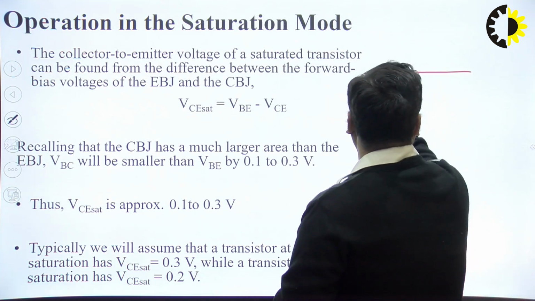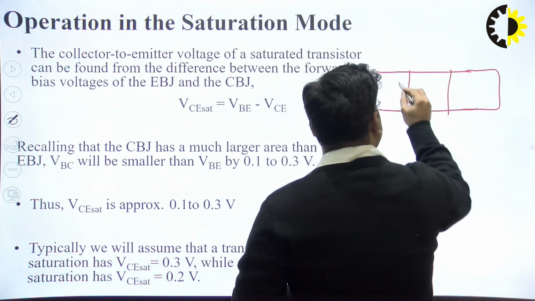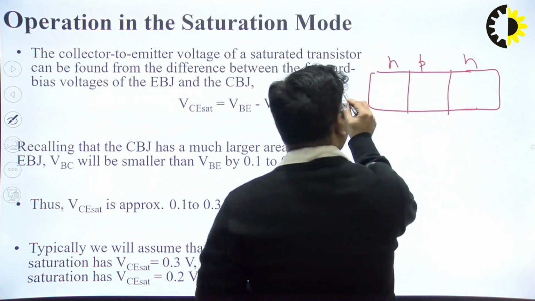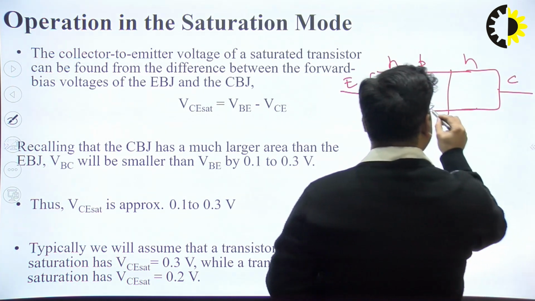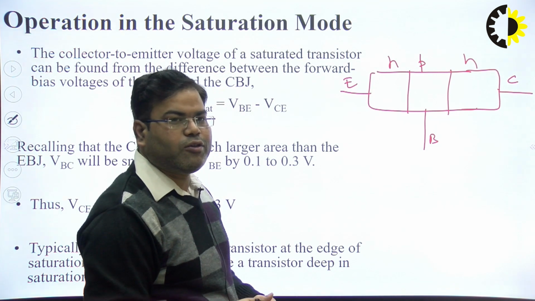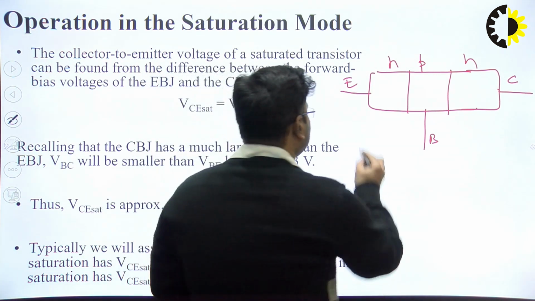Consider a bipolar junction transistor. This is the BJT, an NPN BJT. This is the emitter, this is the collector, and this is the base. So, we want to have the BJT in saturation mode.